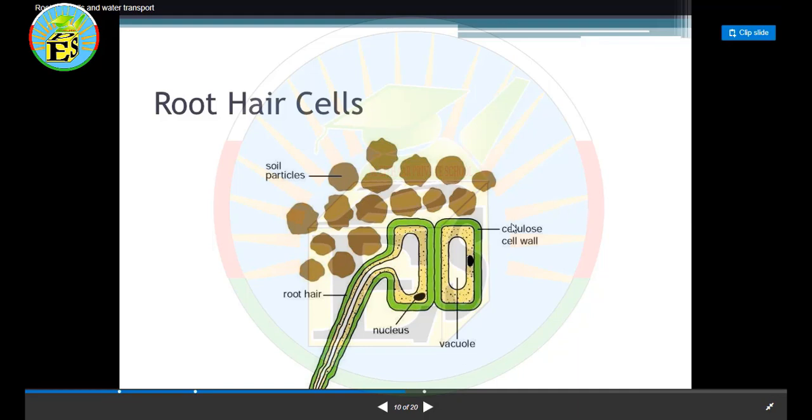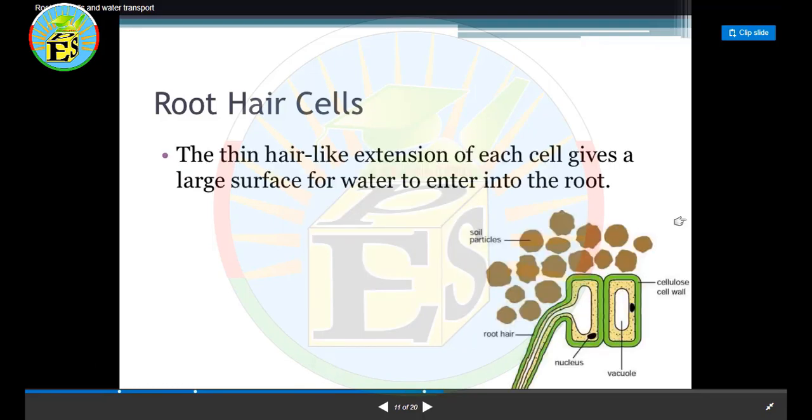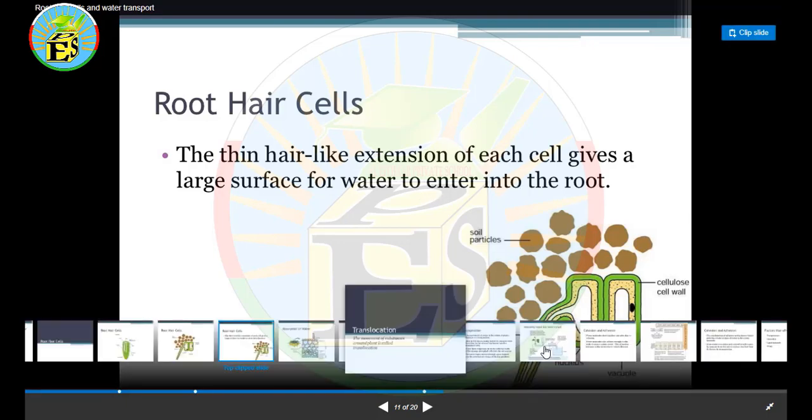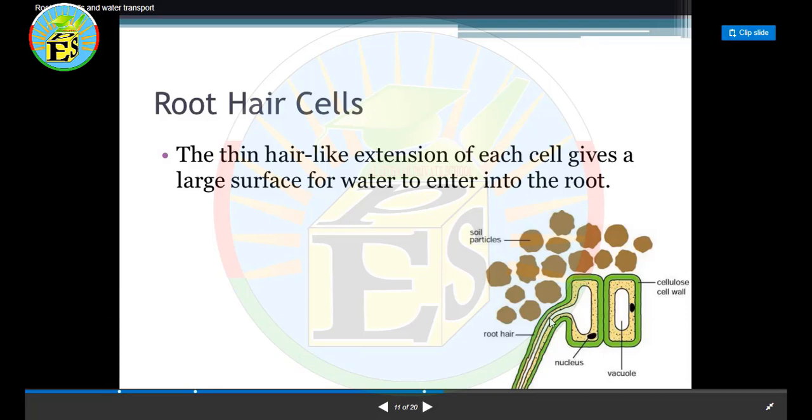Now these are the root hair cells. You can see the soil particle. This is the root hair, cellulose cell wall. The thin hair-like extension of each cell gives a large surface for water to enter into the root. This is the thin extension-like surface.